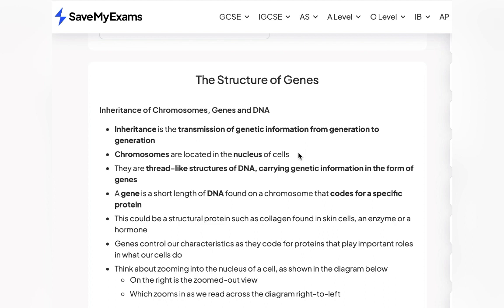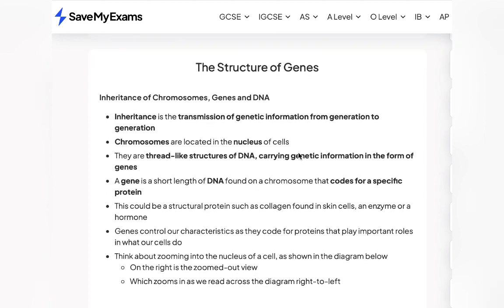Our DNA is responsible for antibodies, for hormones, and for the digestion of our food, which is the enzymes. So all of these are proteins. When we eat, we are also encouraged to eat a lot of protein-rich food because protein does a lot of things in our body. Okay. Now we say the gene controls our characteristics as it codes for proteins that play important roles in our cells.